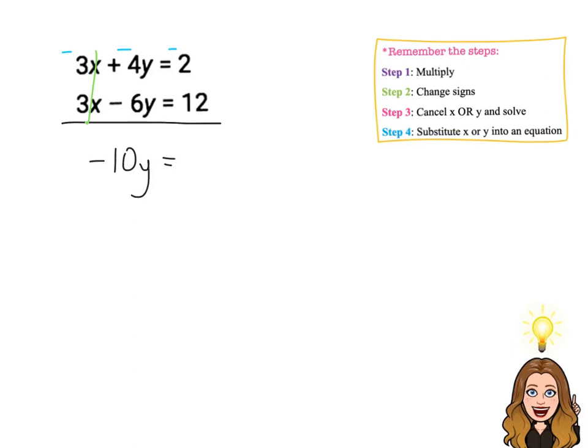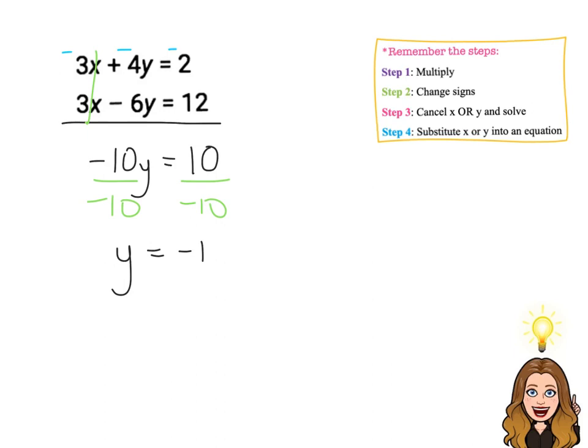And you have minus 2 plus 12, which will give you 10, because when the signs are different, you take the sign of the bigger number, which is 12 in this case, and you take them away, which gives you 10. Now, if I have 10y equal to 10, I divide by the number in front of my coefficient, which is minus 10. So this leaves me with y equal to minus 1, because anything divided by itself is 1, and a plus divided by a minus is always a minus.